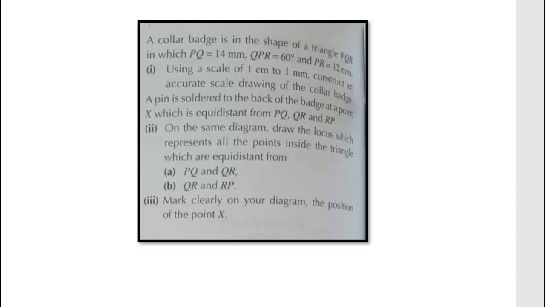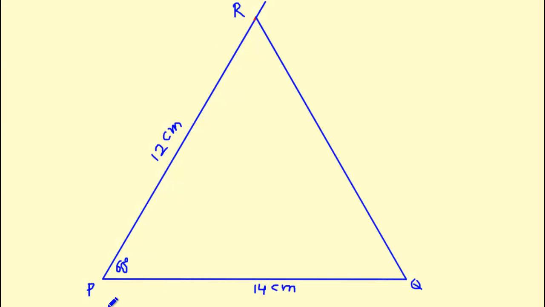one by one. First look at these two lines, PQ and QR. This X is equidistant from PQ, QR and RP. First look at these two lines. Q is common. It means that these two lines are intersecting lines and they intersect at point Q. So let's see on the diagram. This is PQ and this is QR. So these two lines are intersecting at Q.